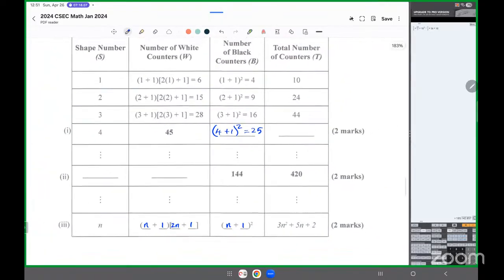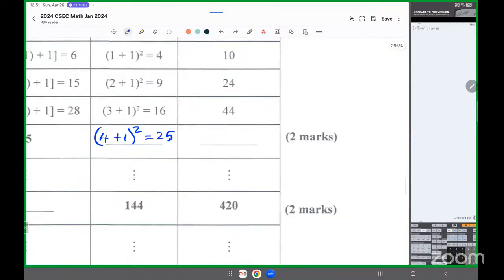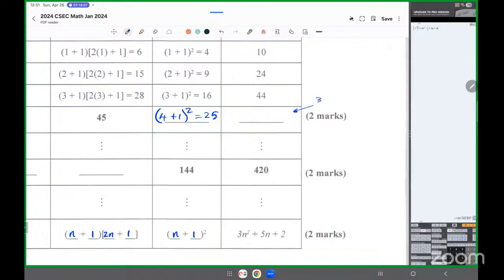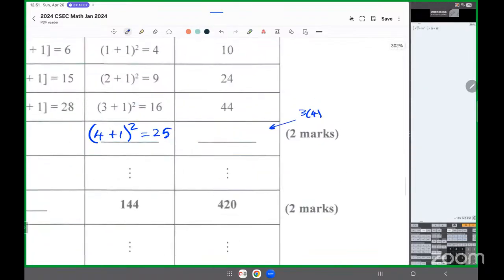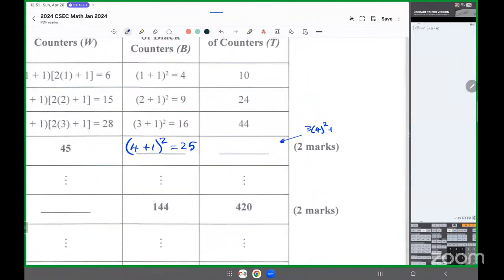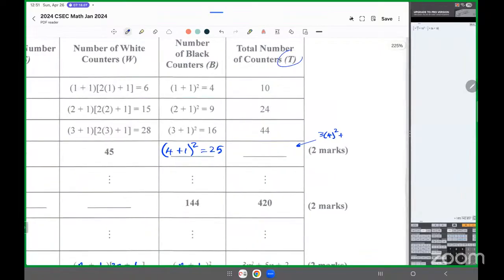And then over here now, we need to put the 4 into this formula and work out the value for here. So this row is when n equals 4. It's going to become 3 times 4 squared plus 5 times 4 plus, but this is the total, so I cannot add up these. It's the total, I waste time. Remember, T is the total. You can check it. Just add up this plus this.